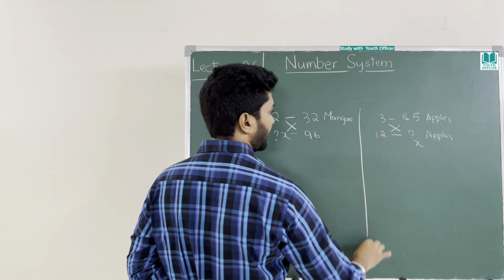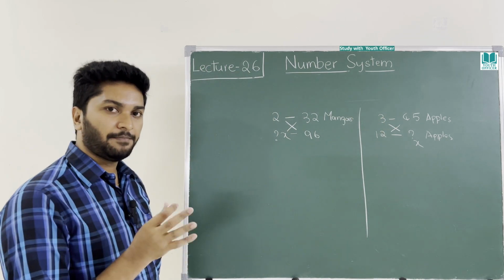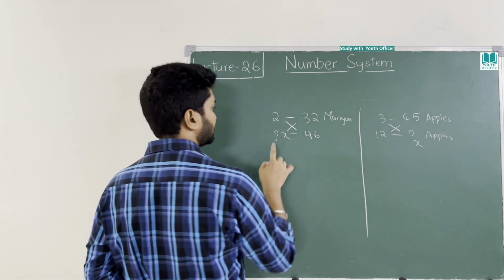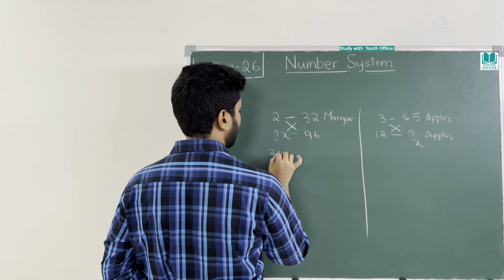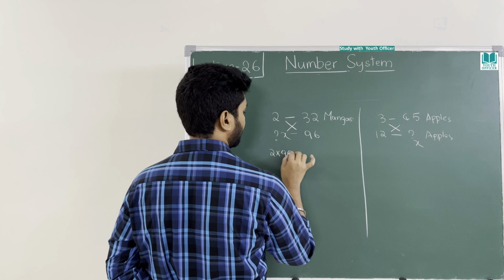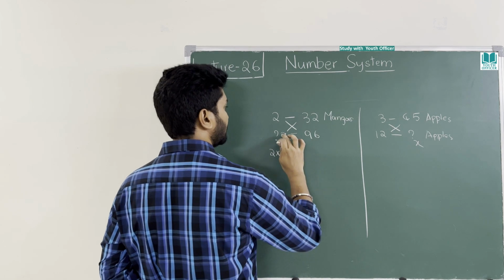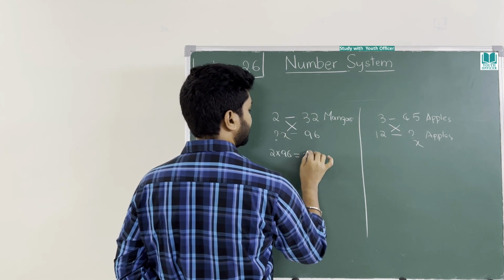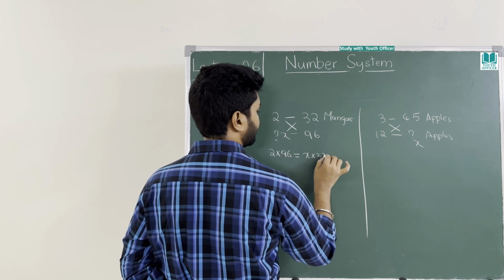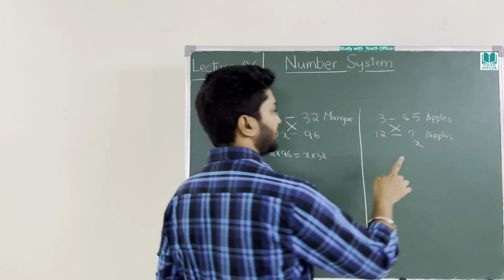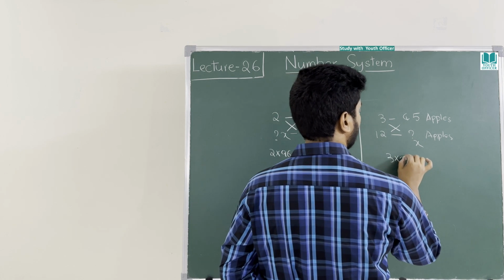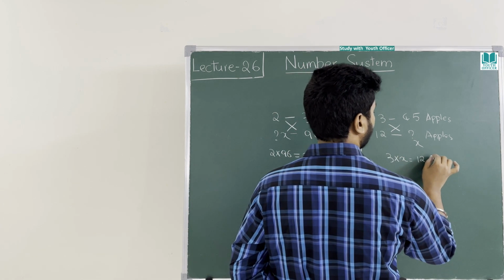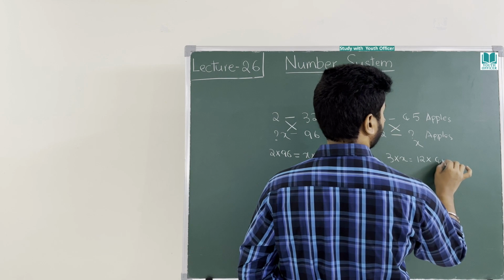There are two parallel problems, and I will solve them parallelly. What are you supposed to do? This X is there, right? So 2 into 96 you have to do. It will be equal to these two numbers, x into 32. Here there is an x, right? 3 into x will be equal to 12 into 45.